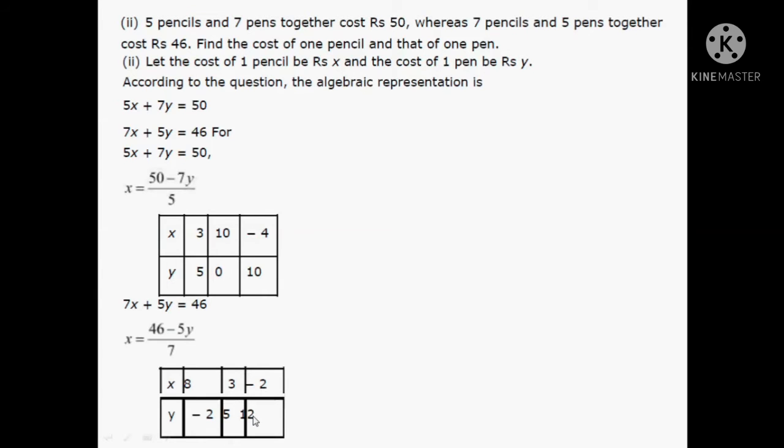Now let us plot it on a graph. Here you can see there are two equations, two lines. The first line is 7x plus 5y is 46 and the second equation is 5x plus 7y is 50. Now you see they are meeting at this point. That means x is 3 and y is 5. What is x? The number of pencils. So 3 pencils and 5 pens.